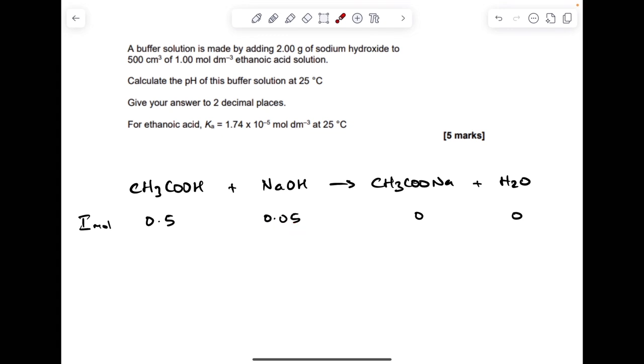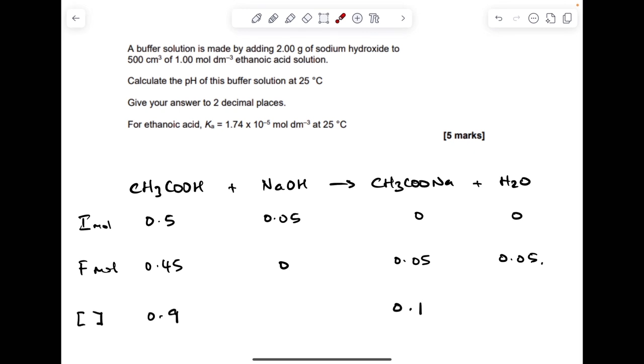Next thing we're going to do is work out the final moles once the reaction's happened. You can see that the sodium hydroxide is going to be the limiting reagent because there's fewer moles of that, so they'll all go. That many moles of the acid will react. So we subtract that off the original moles and we get 0.45 that's going to be left. In terms of the salt product, we're going to make 0.05 moles of salt because that's a limiting reagent. I've included the H2O, but that's not actually part of this calculation.